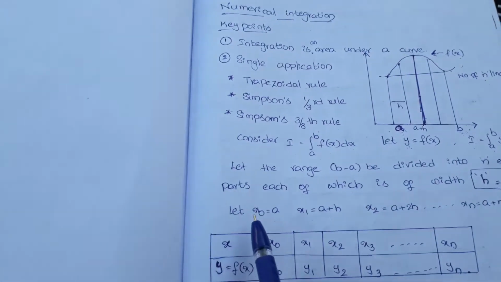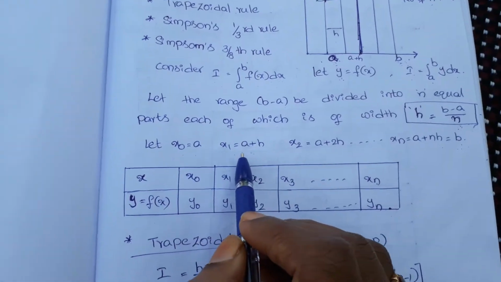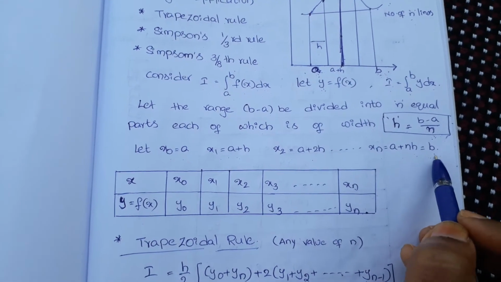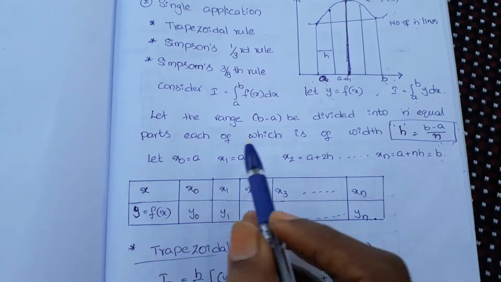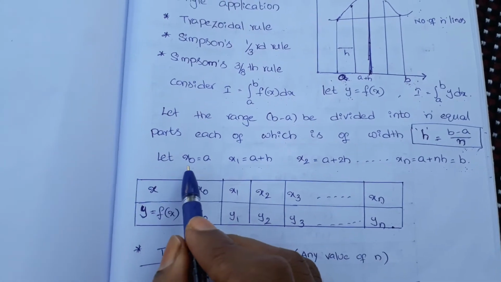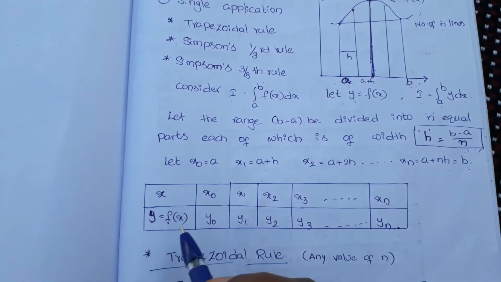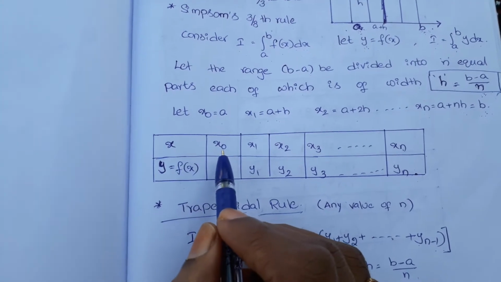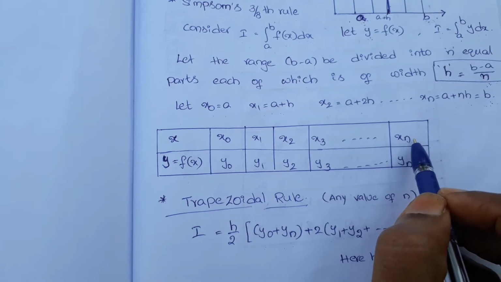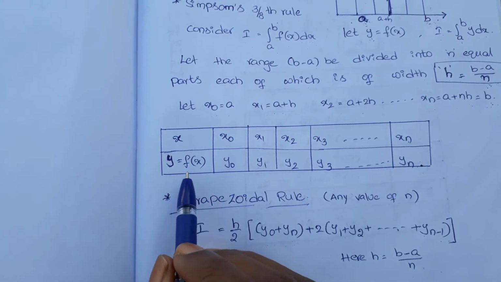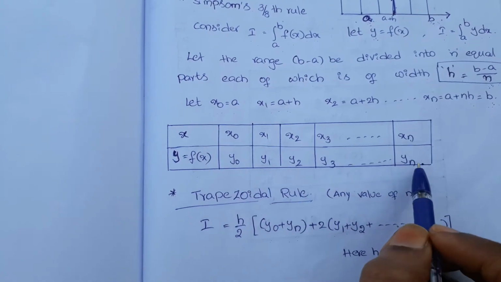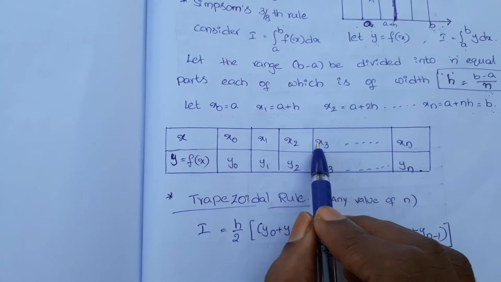n. See here, let x0 is equal to a, x1 is equal to a plus h, x2 is equal to a plus 2h and so on, xn is equal to a plus nh is equal to b. That means a is the initial value and b is the last value. So x0 is equal to a. See here, x0, x1, x2, x3 and so on are the x values. Correspondingly, y is equal to f of x, that is a function. So y0, y1, y2 and so on, yn are the corresponding values of the function.